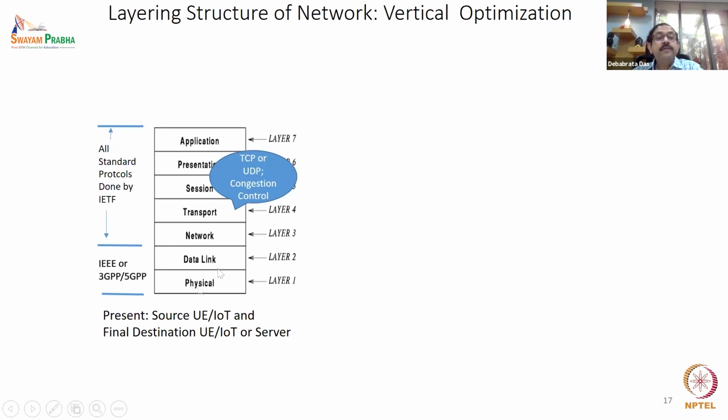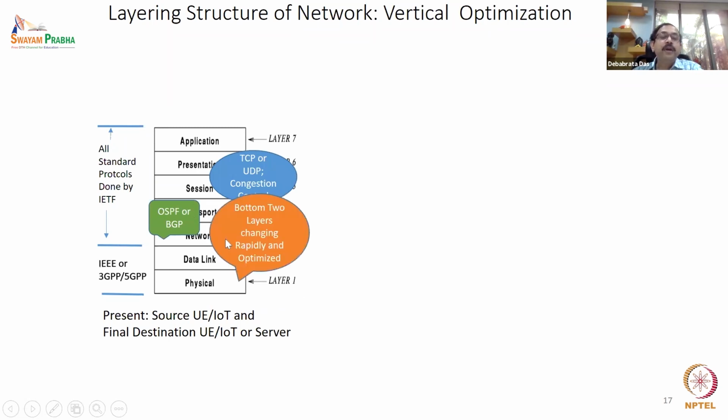See, TCP or UDP, one of them you are allowed to pick, whether your application is a driverless car, an email, or browsing. The same congestion control for both. And in the network layer, OSPF or BGP, one of them you are allowed to pick. And data link layer optimization is moving fast, good.